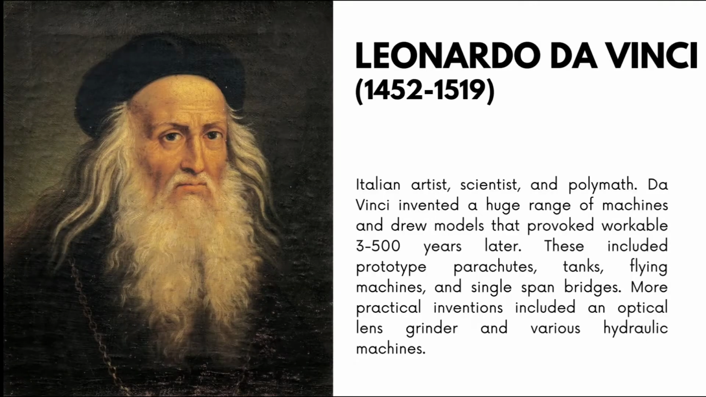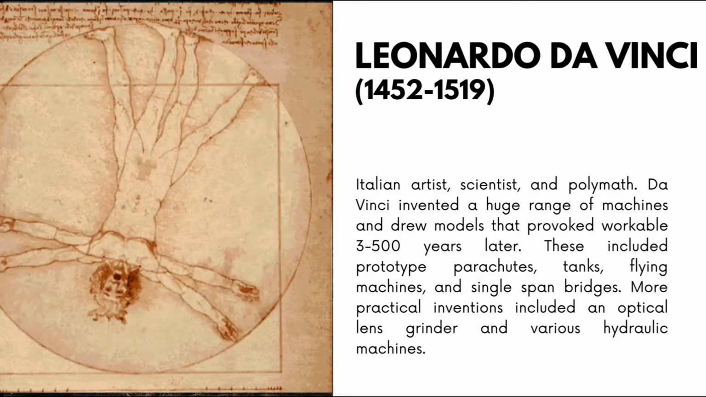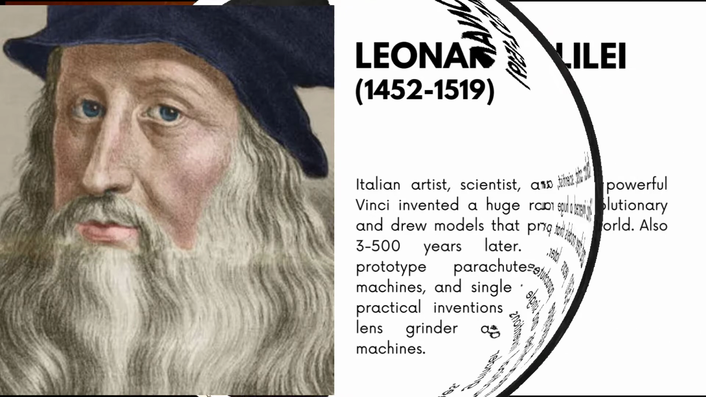Leonardo da Vinci, 1452 to 1519. An Italian artist, scientist, and polymath. Da Vinci invented a huge range of machines and drew models that proved workable 300 to 500 years later. These included prototype parachutes, tanks, flying machines, and single-span bridges. More practical inventions included an optical lens grinder and various hydraulic machines.